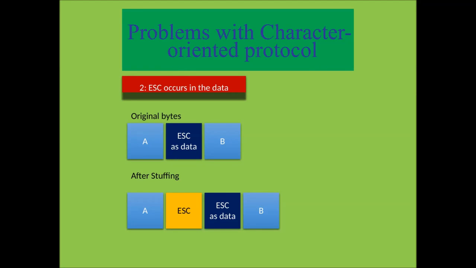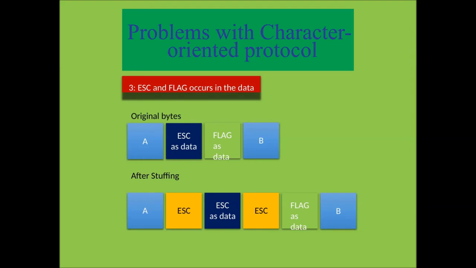Problem with character oriented protocol: although we have discussed that if the original byte and flag are the same, then we will add a special byte which is escape as data. But here you can see that there are 2 original bytes A and B, and we have inserted escape as data. After stuffing, you can see escape and escape as data, because now escape as data is the same as the B byte or A byte. So we have to change this escape as data again. We will insert another escape byte, and in this way the differentiation is done between A and B. So differentiation will be done with the help of adding another escape as data over here.